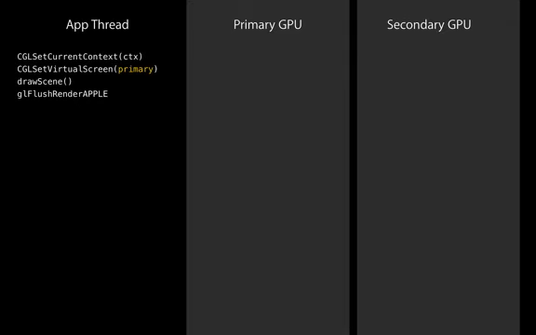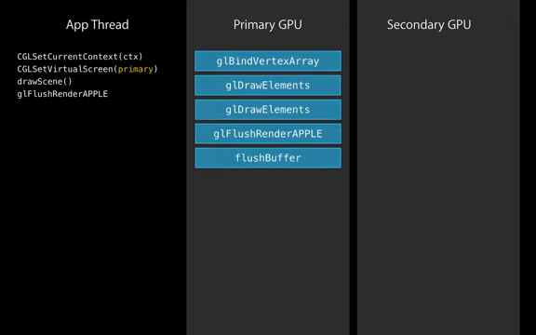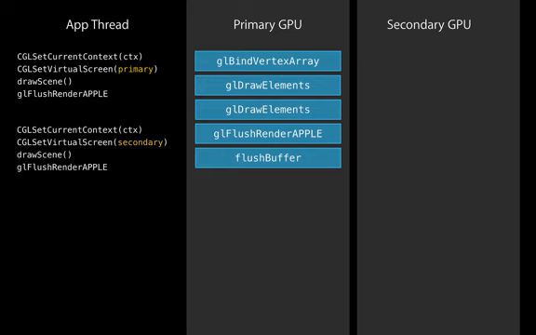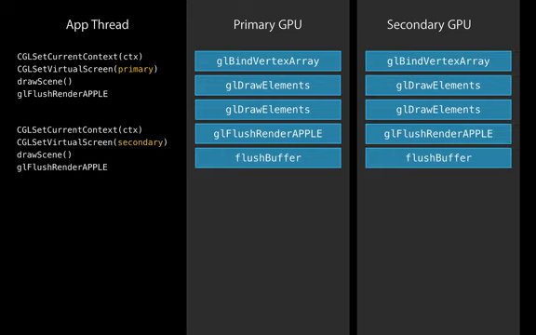So here I have the application's app thread, and it's going to make the context current. It will set the virtual screen to the primary. It's going to call the draw scene method, and that's going to do a lot of OpenGL work. And then I'm going to call flush render apple, and maybe I call flush buffer to put the work on the screen. And now I'm going to do the same thing on the secondary GPU and also call flush buffer. In this example, I might have two separate parts of my application, and I'm going to render one part on one GPU and the other part on the other GPU.